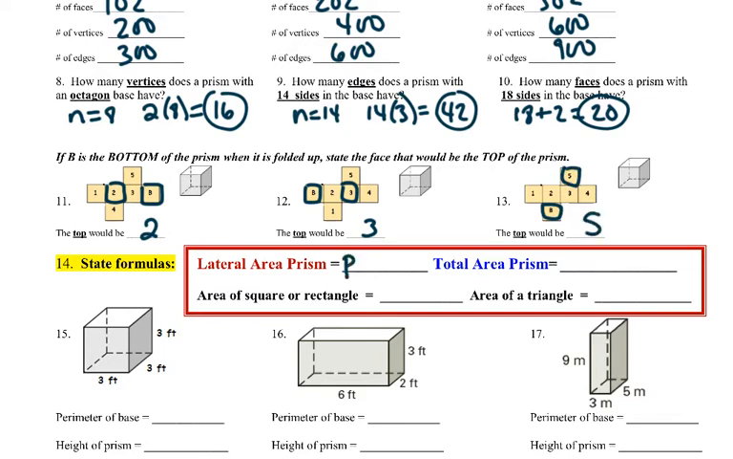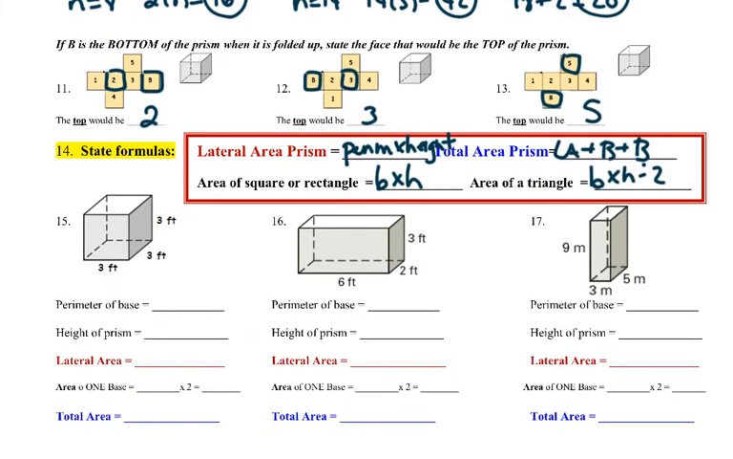Lateral area of a prism is perimeter of the base times height, and the total area takes the lateral area plus the area of the base 2 times. How do you find the area of the base? Well, if it's a rectangle, it's base times height. Triangle, base times height divided by 2.